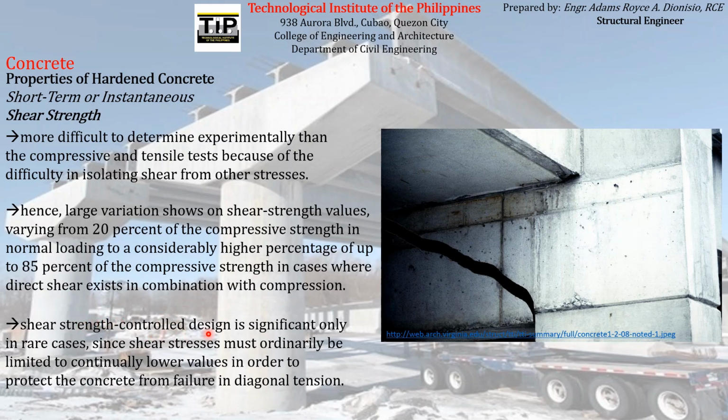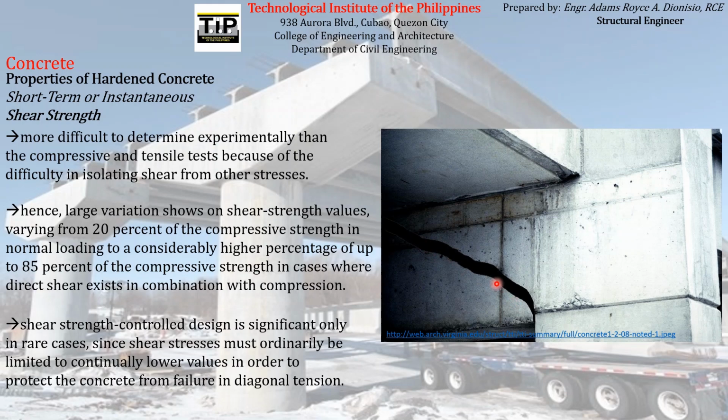Shear strength control design is significant only in rare cases, since shear stresses must ordinarily be limited to continually lower values in order to protect the concrete from failure in diagonal tension. If you can remember in reinforced concrete design, we usually limit the value of the shear stress that will be experienced by our concrete element to a certain magnitude to prevent failure from diagonal tension, which looks something like this. This is actually a diagonal tension.